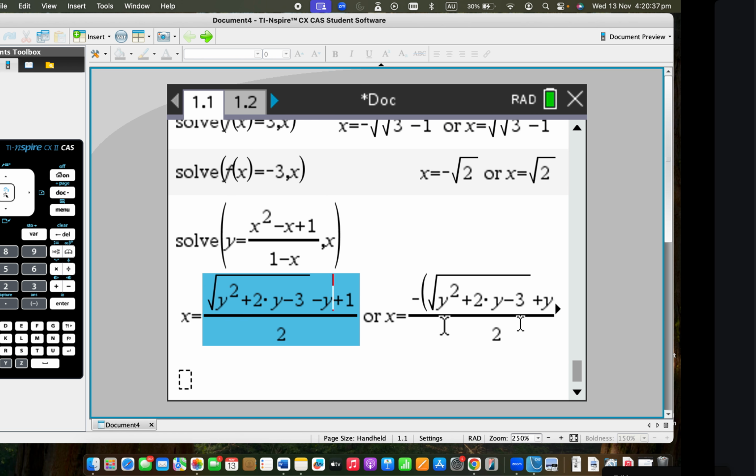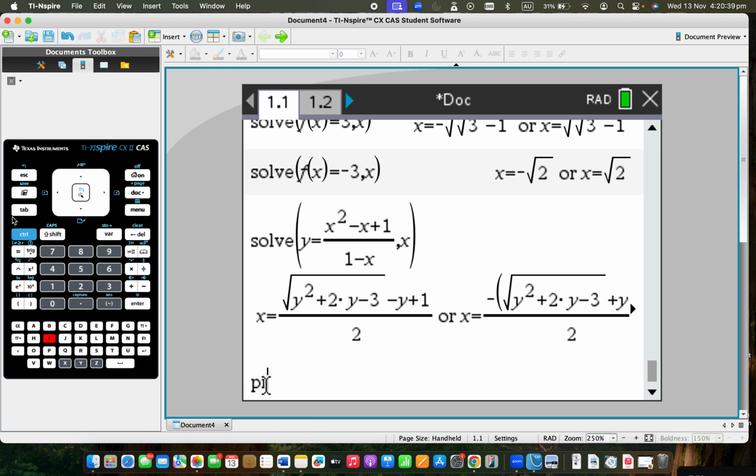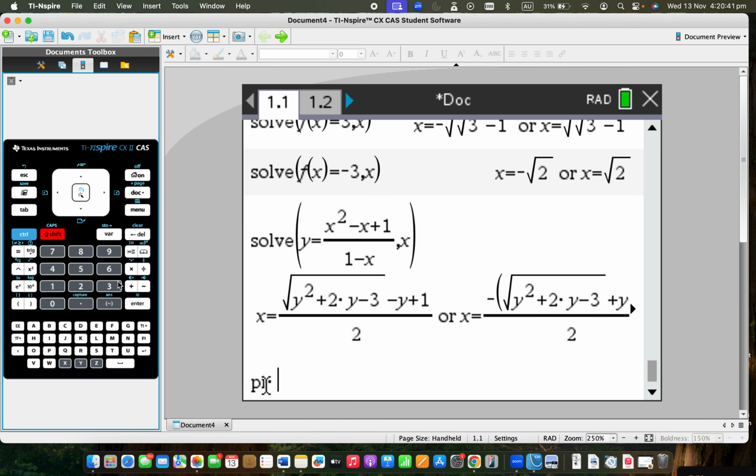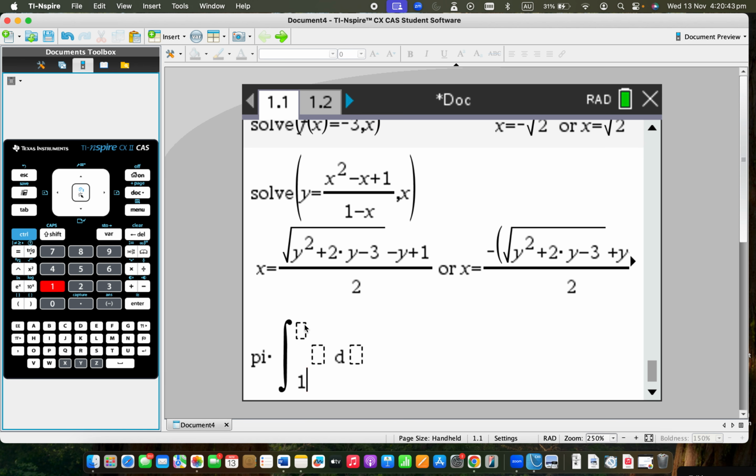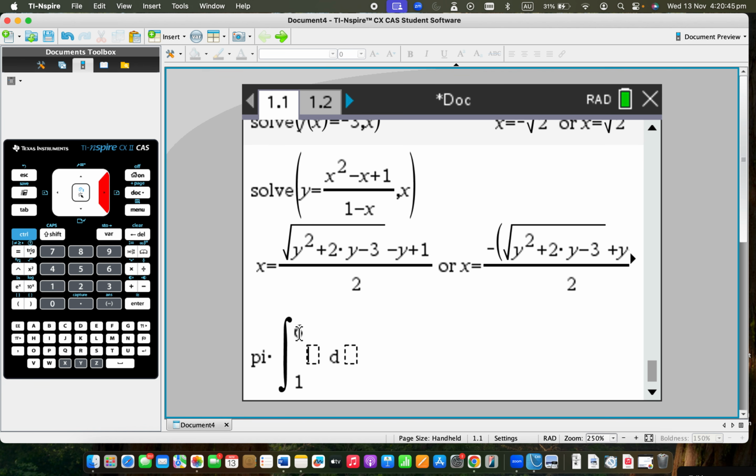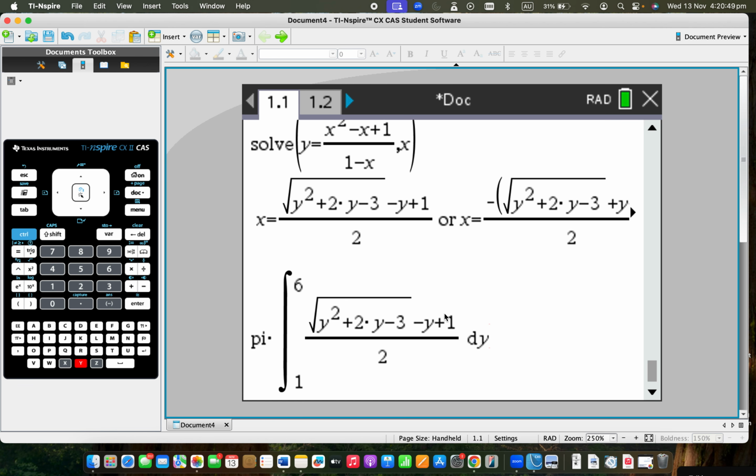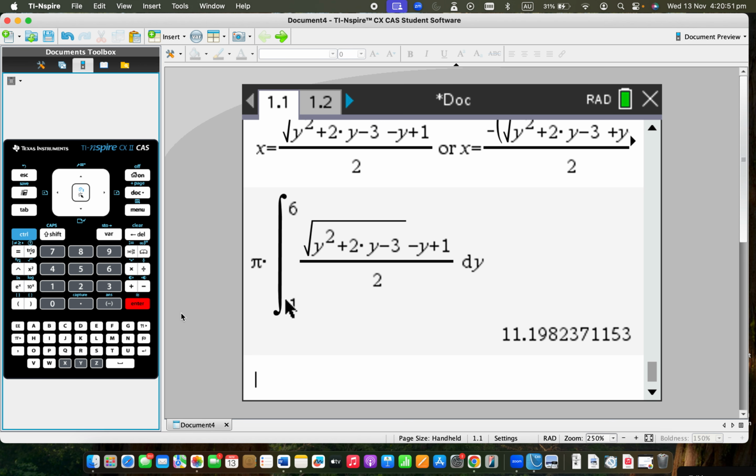And then find the volume of the solid. So we want pi times the integral from 1 to 6 of this dy. It's 11.2.